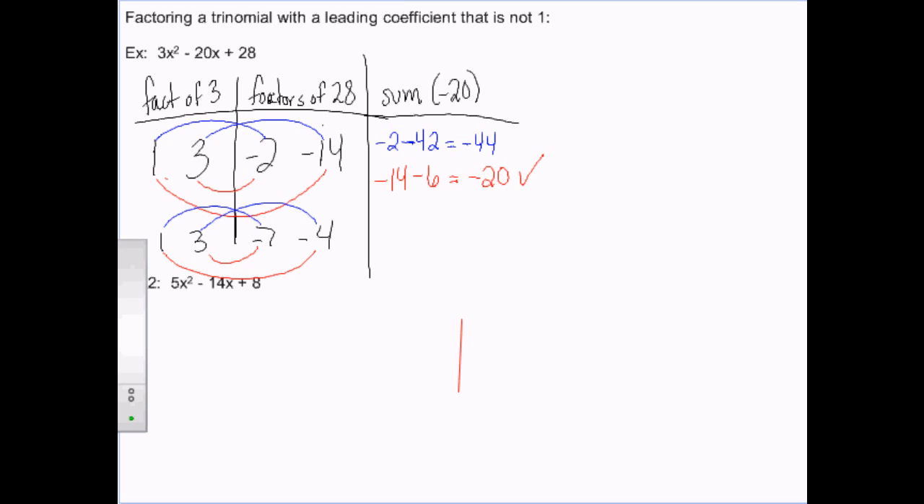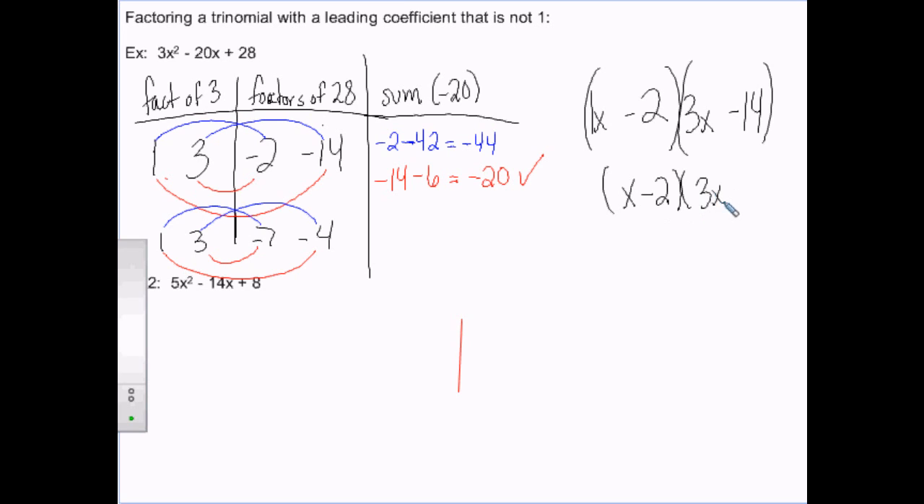1 and negative 14 have to be multiplied together. That means they cannot go in the same parentheses, because things in the same parentheses don't get multiplied. So the 1 is over here and the negative 14 is there. And then 3 is here. Sorry, not there. There's that x, 1x. That's 3x, which means the negative 2 has to go there. So I get x minus 2 times 3x minus 14.